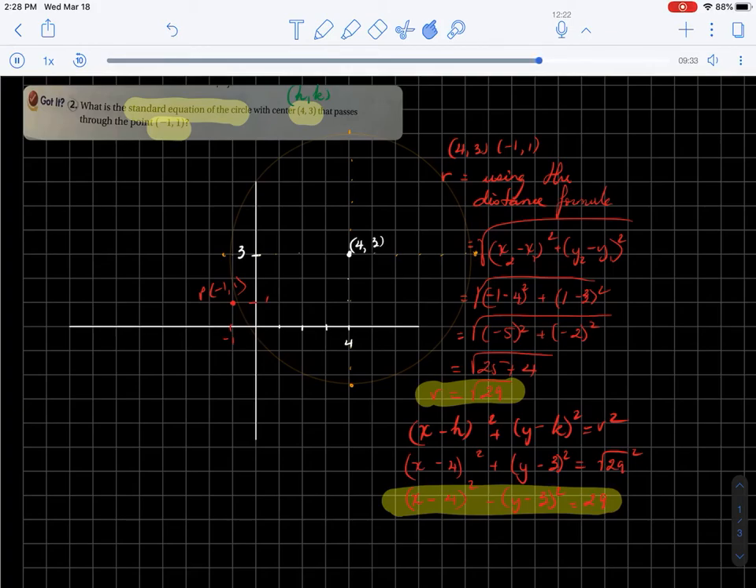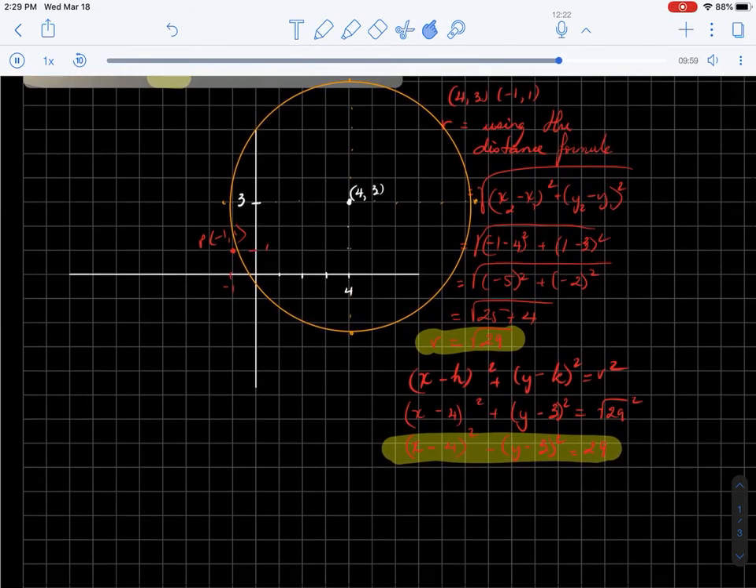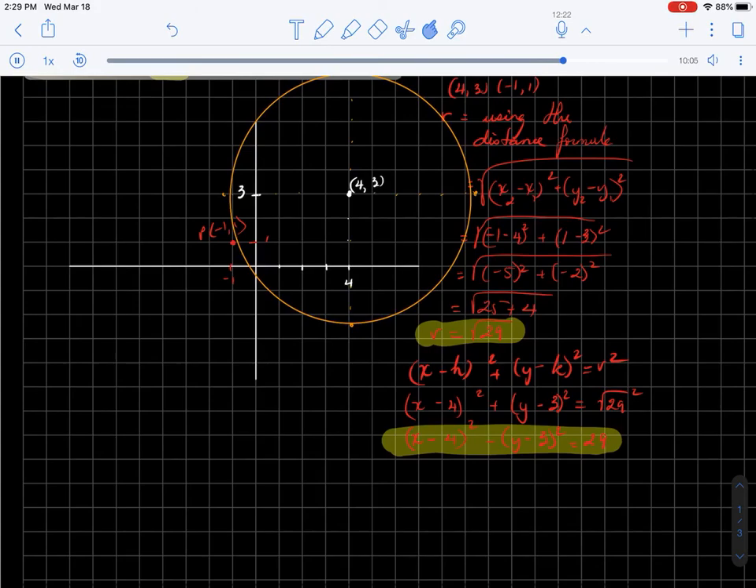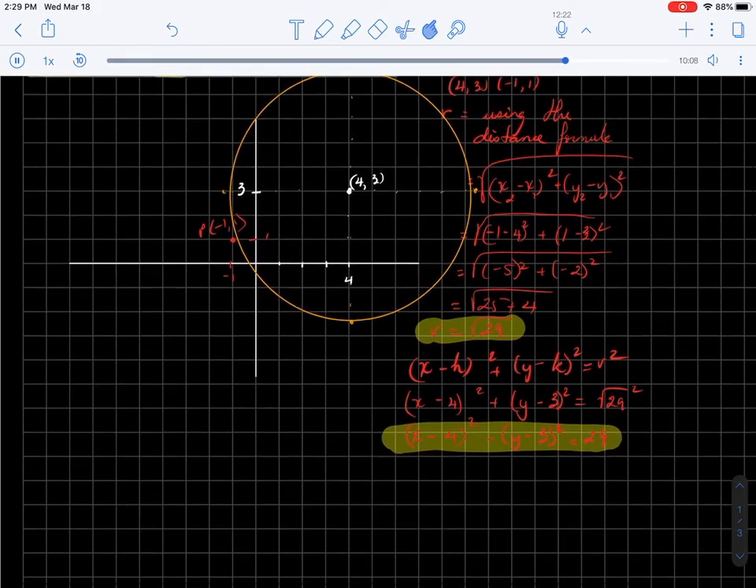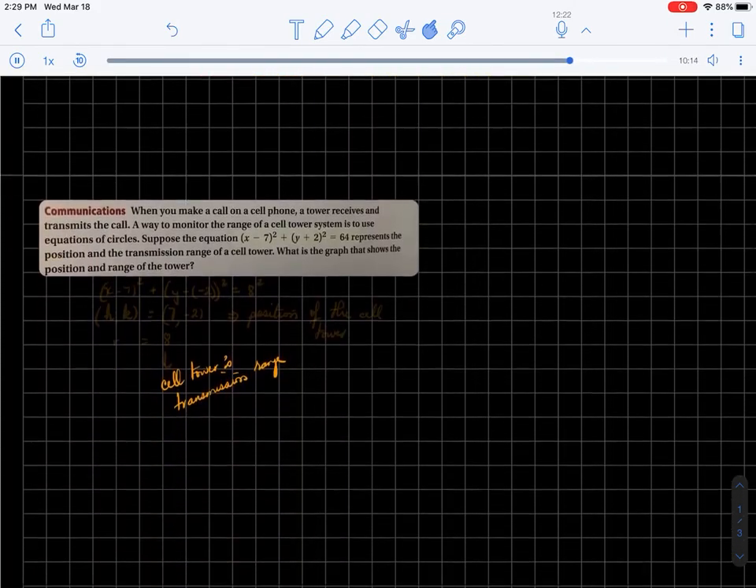Let's see, I can make something of it. Oops, it was meant to be a circle. Okay, there you go. So you're going to have the radius from here to here, the same everywhere.